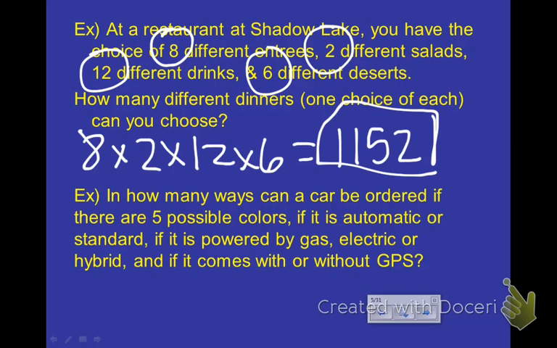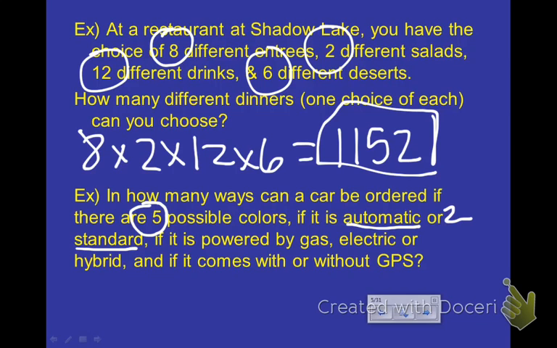Crazy if you think about it. In the other example, it says, how many different ways can a car be ordered if there are 5 possible colors, if it is automatic or standard, if it is powered by gas, electric, or hybrid, and if it comes with or without GPS. Well, this is what they'll do sometimes. They'll give us that number 5, but on the other one it says, is it automatic or standard? Well, that's actually 2 different possible choices, so I'll just write in a 2 there to let me know that one's got 2.